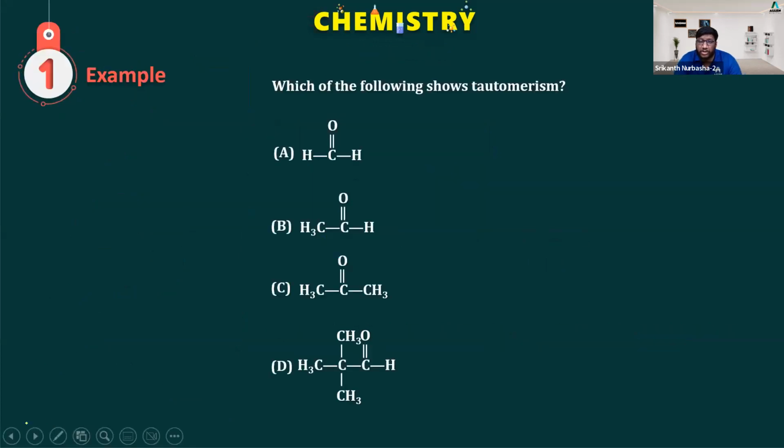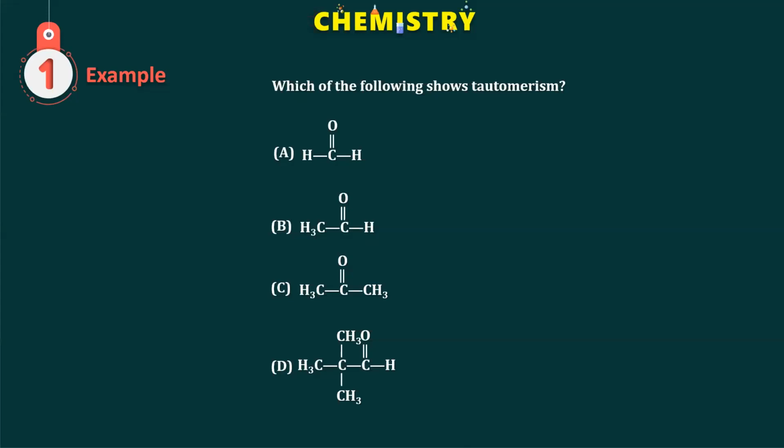So which of the following shows tautomerism and which of the following will not show? A, B, C, D, 4 compounds have been given to you. Which will show tautomerism? All of you try to answer this. B and C.